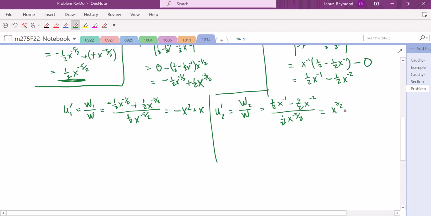And then we have a minus x to the negative 2 divided by x to the negative 5 halves. So we subtract the exponents. 2 minus negative 5 halves. So that's positive 5 halves minus 2, or positive 5 halves minus 4 halves, so that's just going to be 1/2 positive.